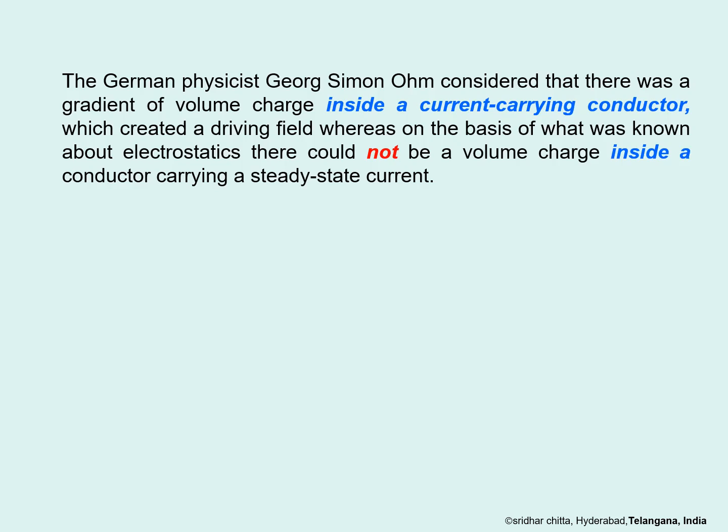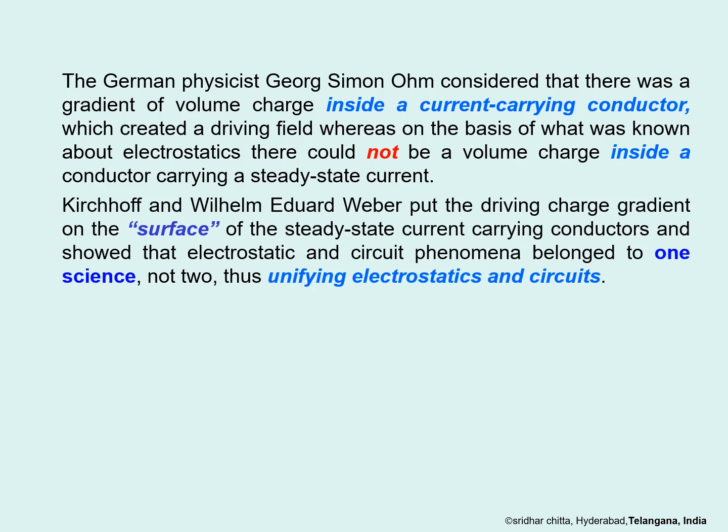The German physicist Georg Simon Ohm considered that there was a gradient of volume charge inside a current-carrying conductor which created a driving field, whereas on the basis of what was known about electrostatics, there could not be a volume charge inside a conductor carrying a steady state current.